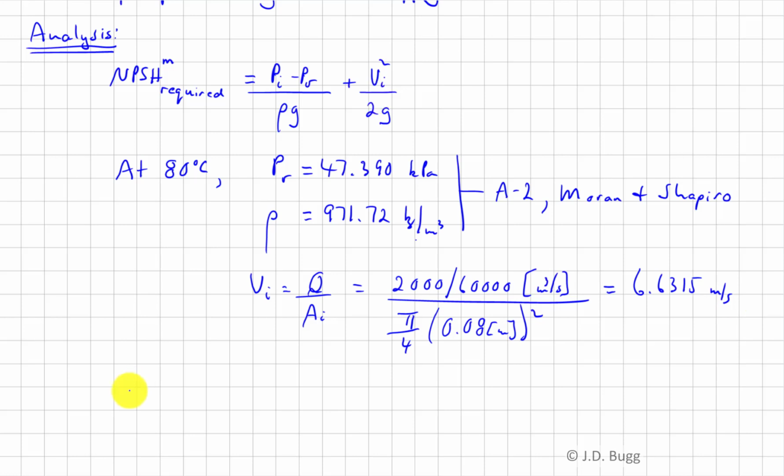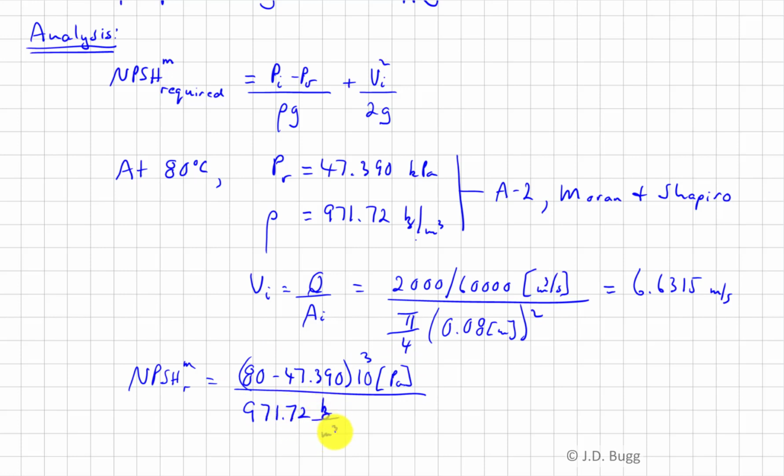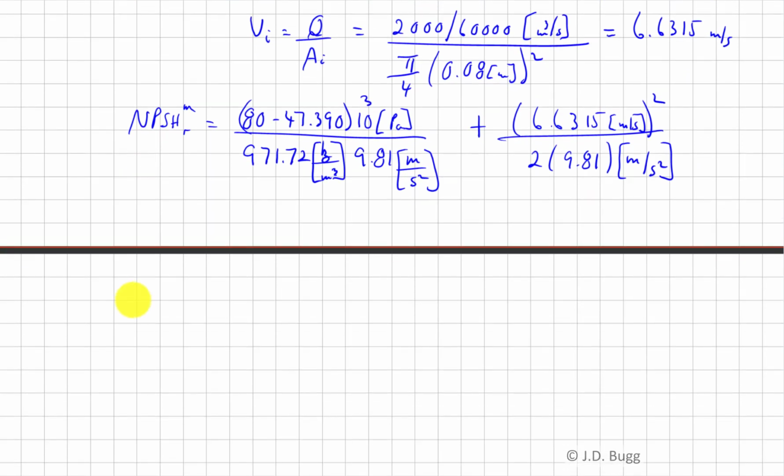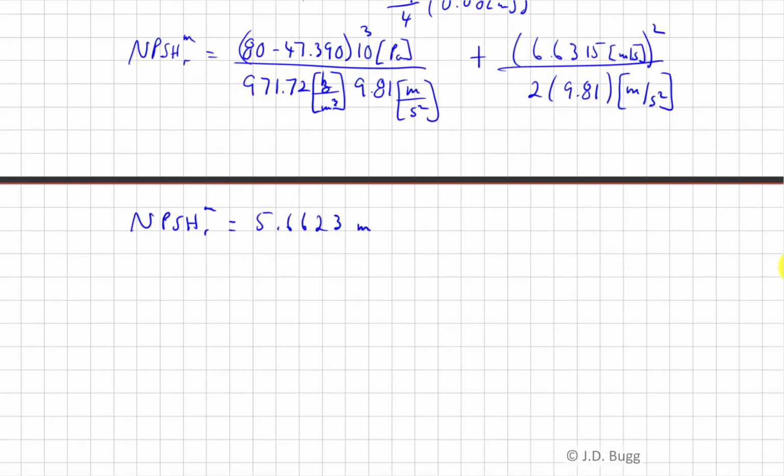So we'll do that now. And when we do that, we get 5.6623 meters. So that's the NPSH requirement of the model expressed as a head. Now we need to use the pump scaling law to get the NPSH of the prototype.